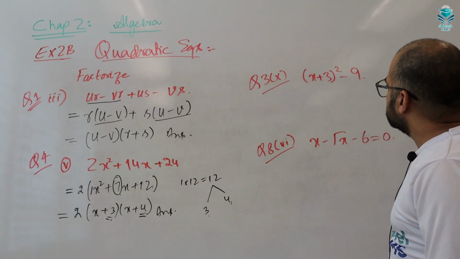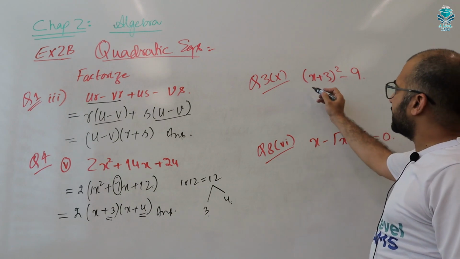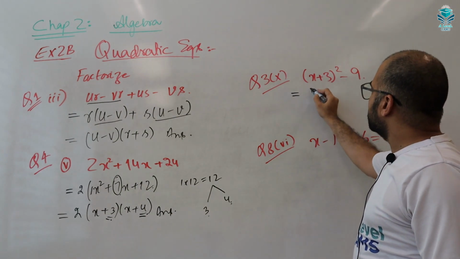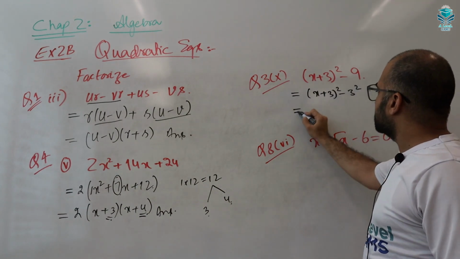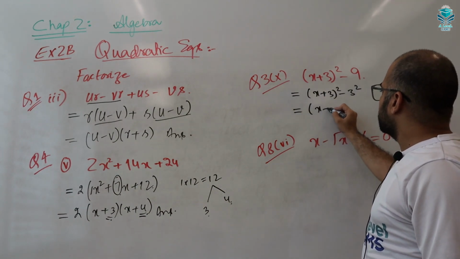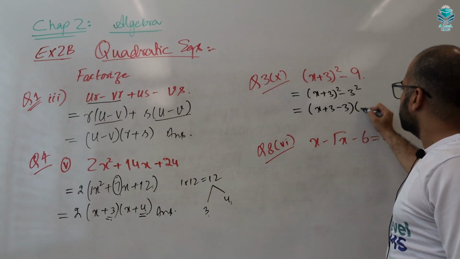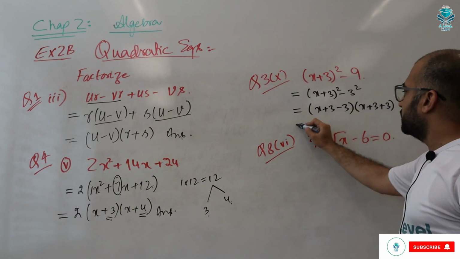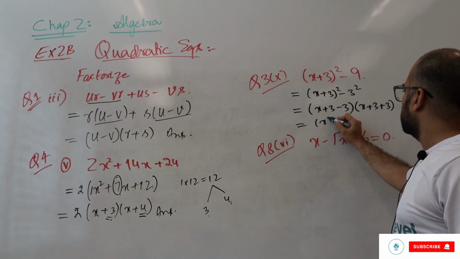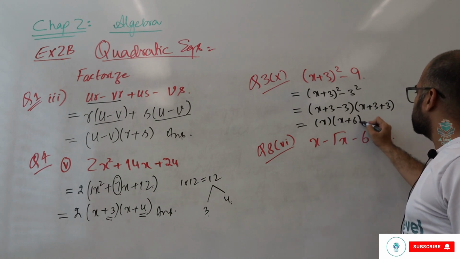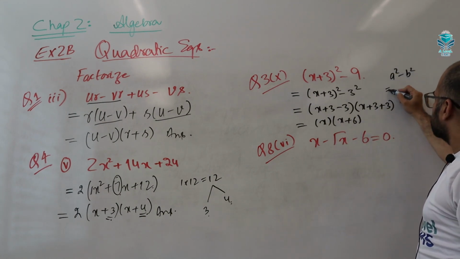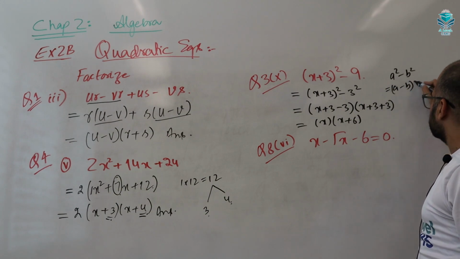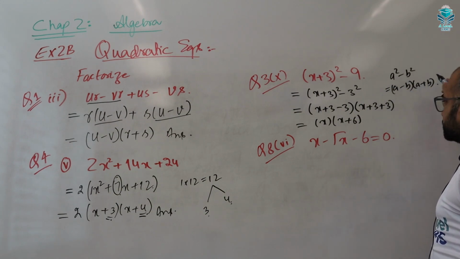And in this question you have to also factorize it. So you can write it as x plus 3 squared minus 3 squared. So it can be written as this one. And now you have x into x plus 6, because we know that a squared minus b squared is nothing but a minus b and a plus b.